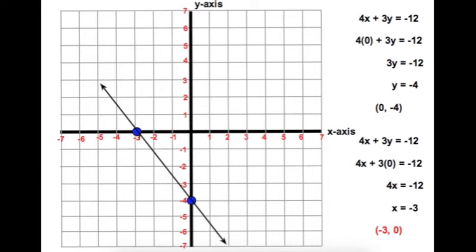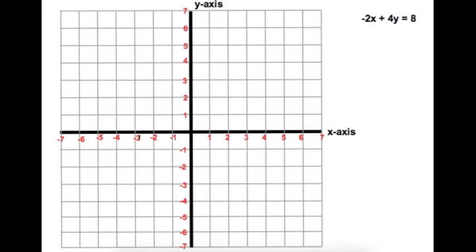Now that we have found our y-intercept and our x-intercept, we have 2 points, so we can draw our line, which will represent our linear equation. So this line represents 4x plus 3y equals negative 12. Let's try a second equation. Let's graph negative 2x plus 4y equals 8 by finding the x and y intercept.